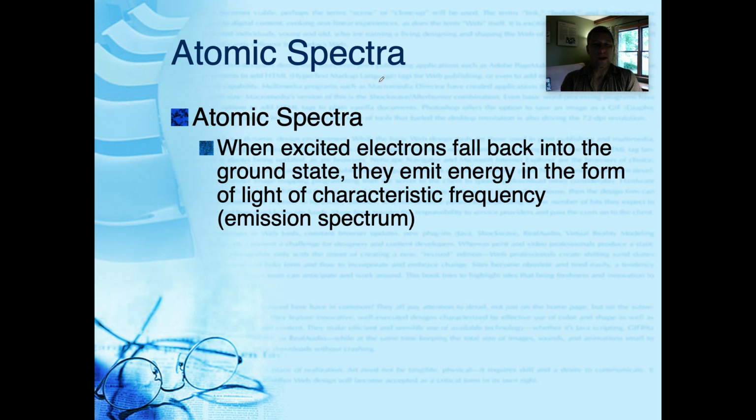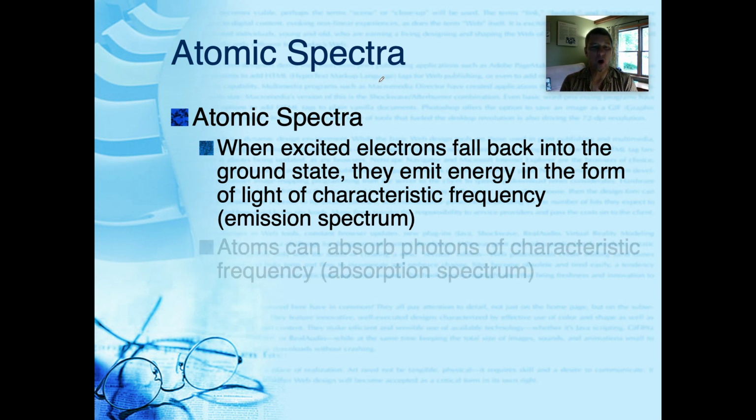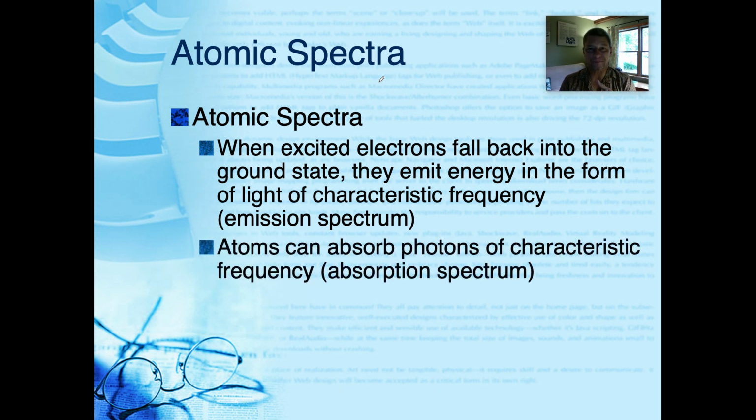So the basic principle behind how this works is as follows. When excited electrons fall back into the ground state, so from a higher energy level back down to a lower energy level, they have to give off that energy. So they emit energy, and that energy is given off in the form of light. Now, as you well know, each color of the rainbow has its own characteristic frequency. And so we refer to this as the emission spectrum.